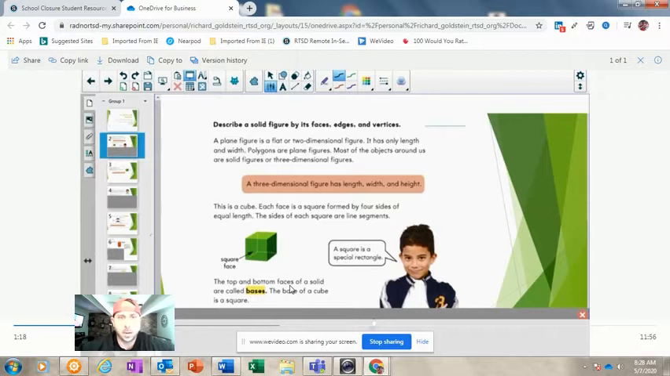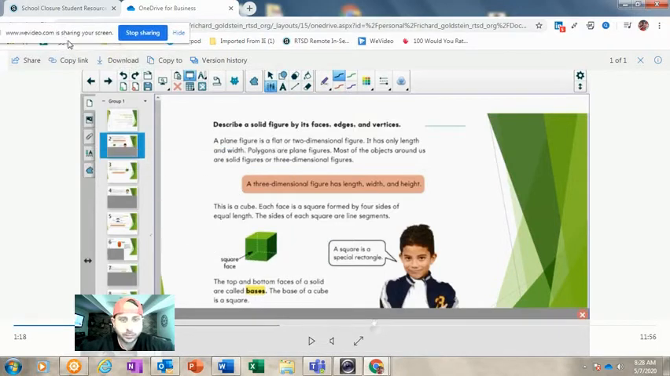Okay, so this is about where we left off. We were talking about this cube, how it has a square face, and then any one of these faces can be considered a base. The top and the bottom face of a solid are called bases. The base of a cube is a square. If you rotated this cube, think of it as a die, you roll that, it could land on any one of those bases or faces. And they have square faces when you're talking about a cube.